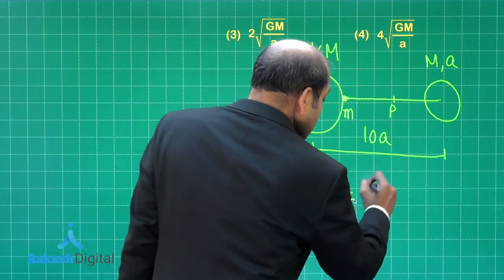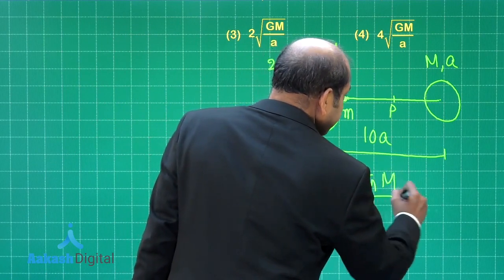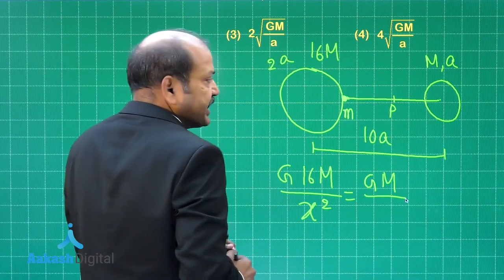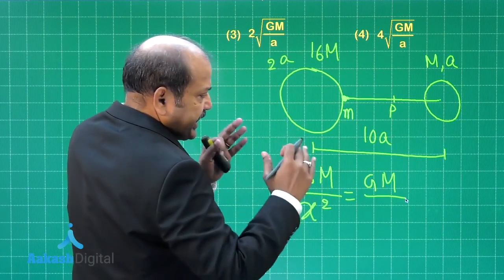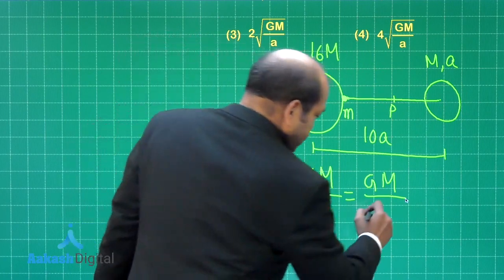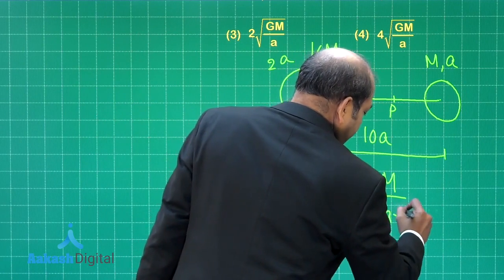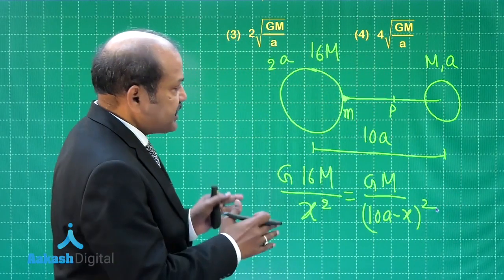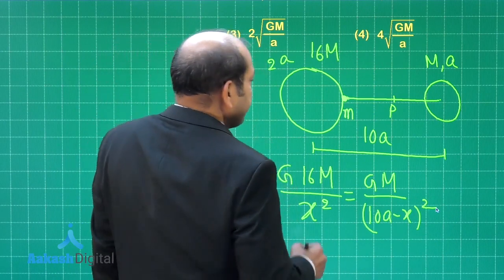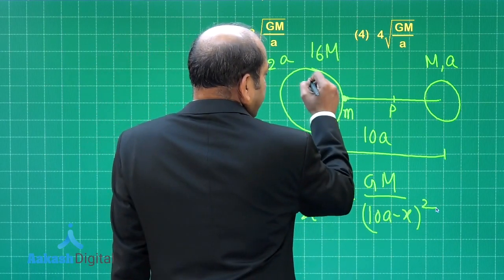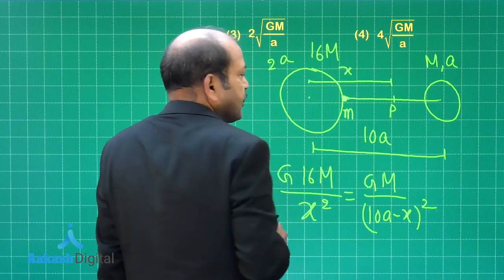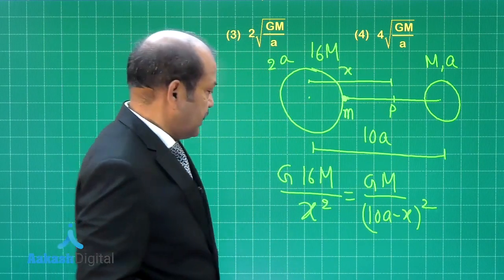This should be equal to G M divided by the distance from the center of the second planet, which becomes 10a minus x. So, we have (10a minus x) the whole squared. So, this is the equation. This will help us find the value of x, where x is this distance from the center of the first sphere.